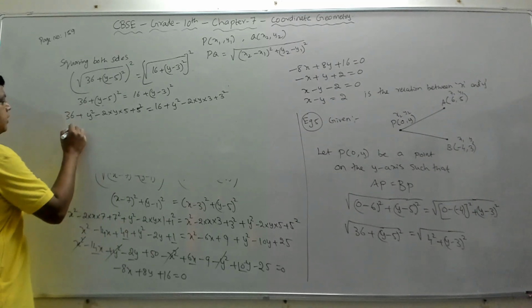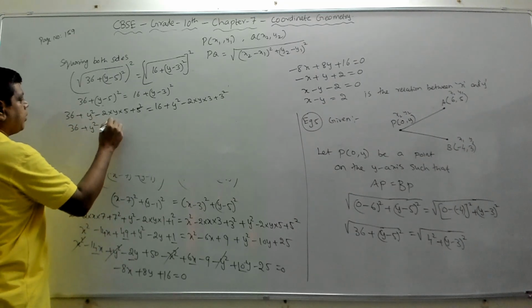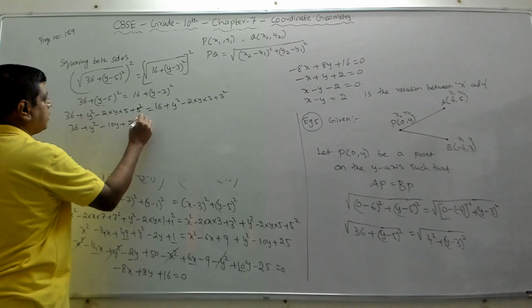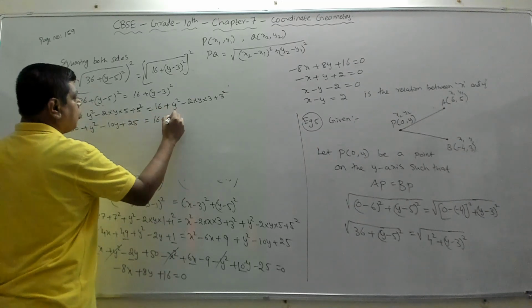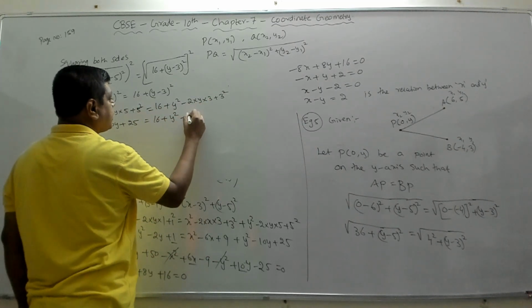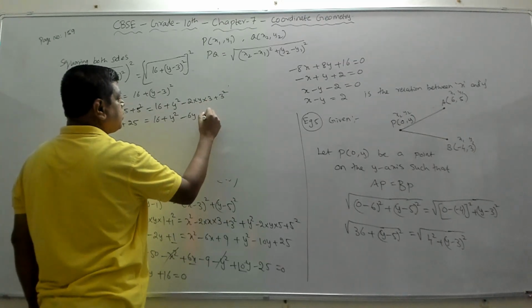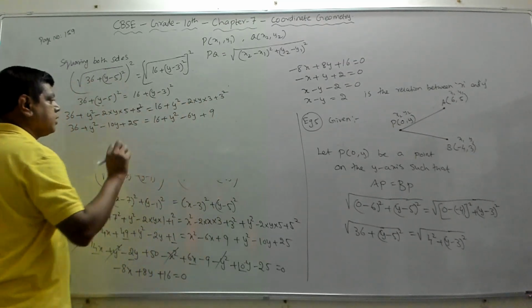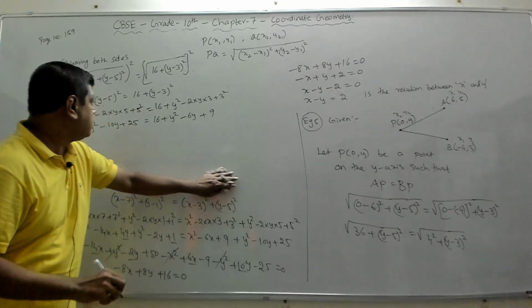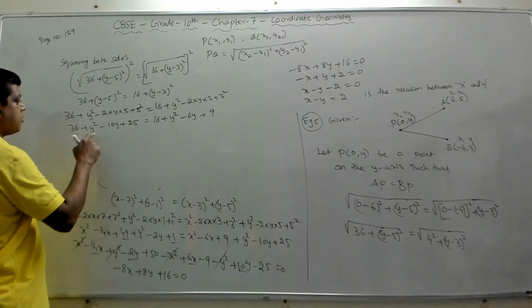So that is 36 plus y square minus 10y plus 25 equals 16 plus y square minus 2 into y into 3, which is minus 6y, plus 3 square, which is 9. Don't put 6. Right, now let's add this. So this is y square.